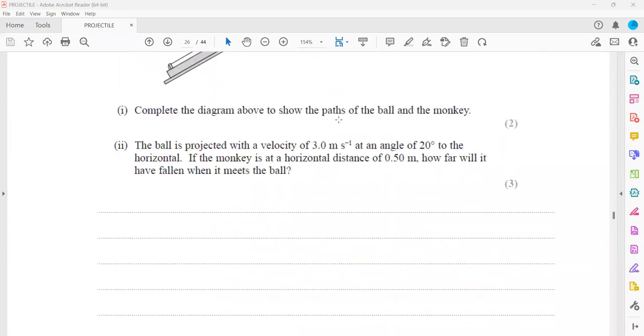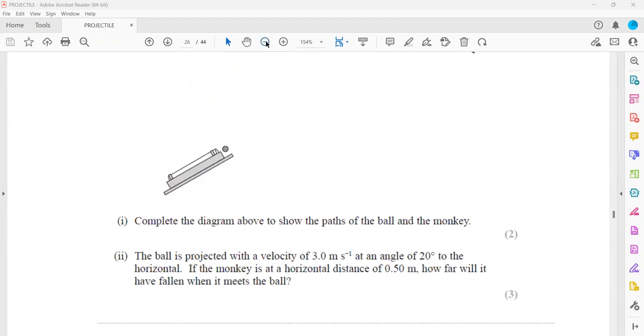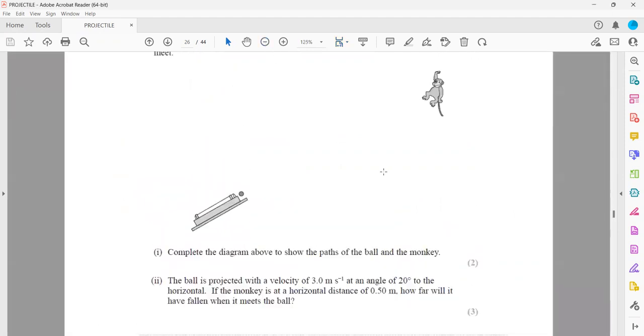The ball is projected with a velocity of 3 meters per second at an angle of 20 degrees. If the monkey is at a horizontal distance of 0.5 meter, how far will it have fallen when it meets the ball? Now this part is related to calculation, so we have to calculate.